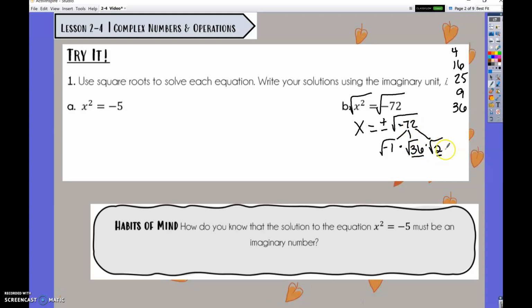Those are called factors. Now, when solving this, I have x equals plus or minus. I know the square root of 36 is 6, so I'll put that out front here. We are going to treat, remember, every time we see the square root of negative 1, we are going to write it as i, because it's an imaginary number. You cannot square root a negative number. So this will become an i, and then that square root of 2, we can't reduce it any further, and it's stuck under there, so that would be our final answer for the try it part B.